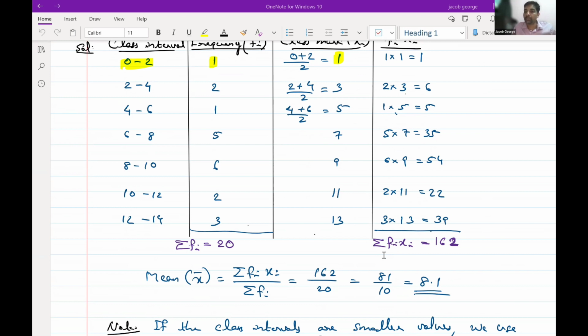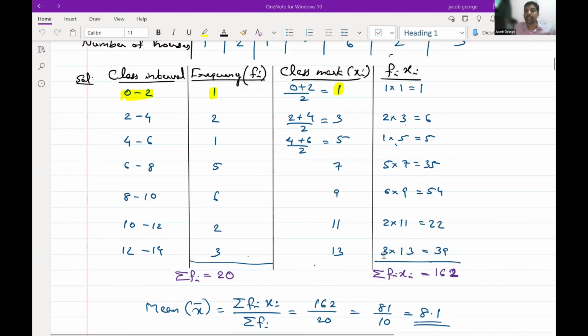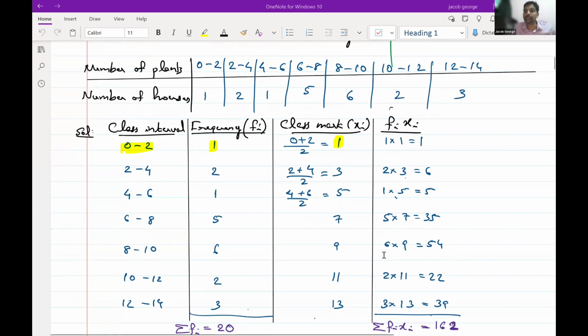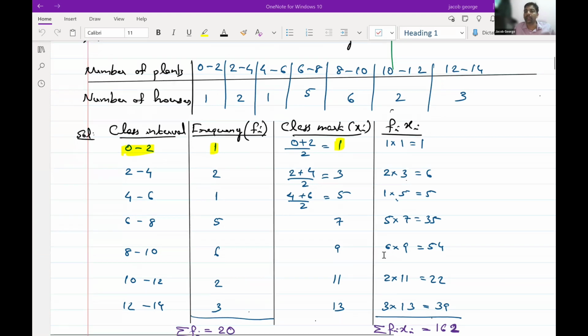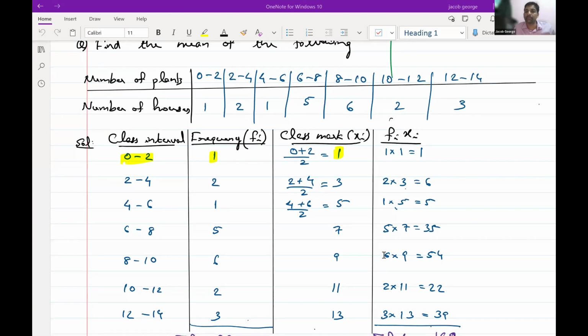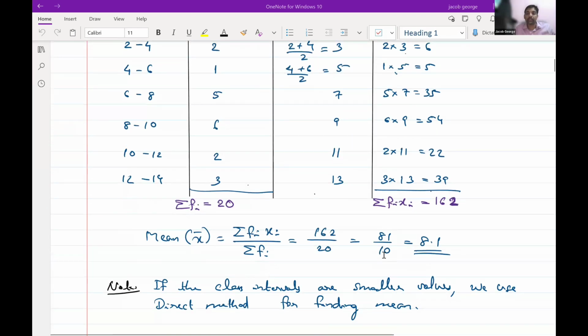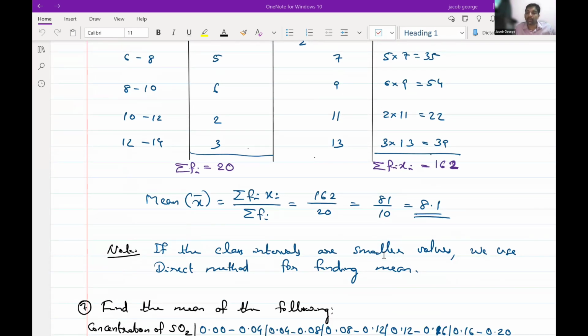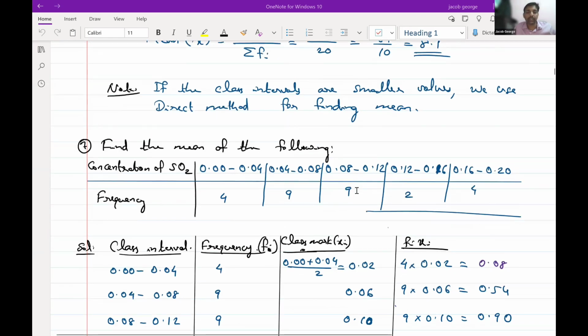Okay, and now a very important point. We apply this direct method if xi and fi are comparatively small values. If class interval and frequencies are small, we apply the direct method. In some questions that is asked as a special note. If the class intervals are smaller values, we use the direct method. If it is bigger values, we will use the step deviation method. Okay, step deviation method. Yes. Direct method, some more questions I had explained.